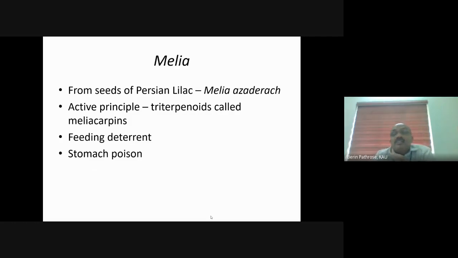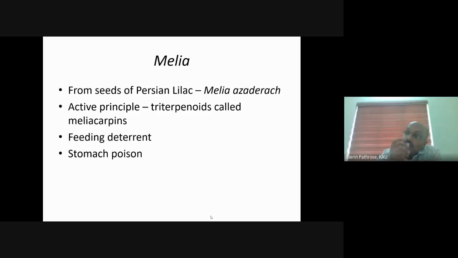It is called as Persian lilac. The scientific name is Melia azedarach. It's not common in our area, but it's present in our country. Again, it is containing triterpenoids. The activity is almost similar to neem. Contains triterpenoids called as meliacarpins.